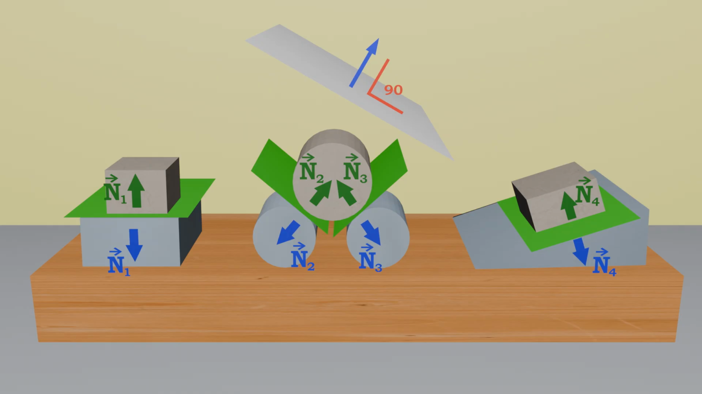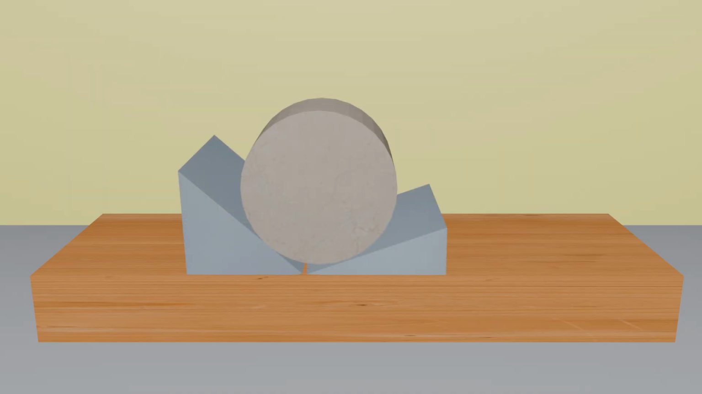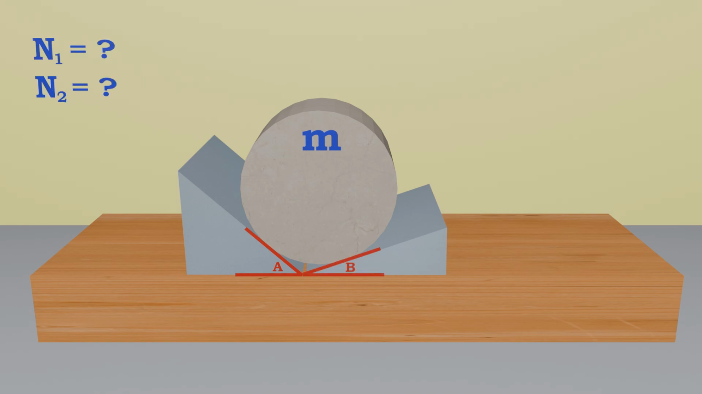When we call a force normal, we're simply emphasizing that it acts perpendicular to a specific plane that bounds the object. To finally demystify the concept of the normal force, we'll examine a problem where two normal forces act on a body at the same time. Suppose a disk of mass m rests on two planes inclined at angles A and B. Let's find the magnitudes of the normal forces acting on it.